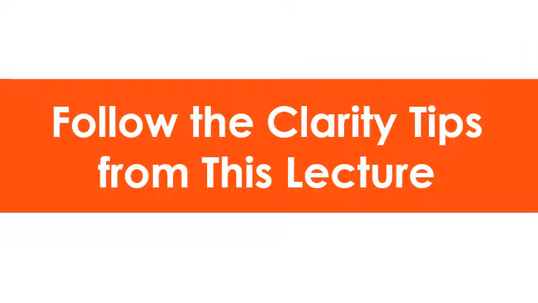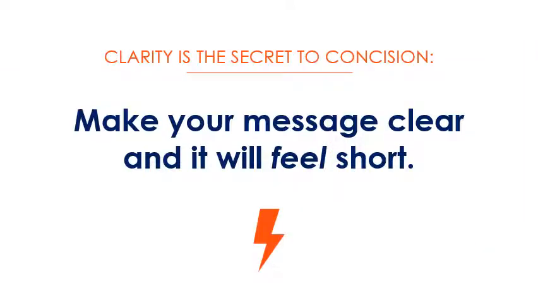Let's start with the familiar, following the clarity tips from this lecture. But why does this work? Why is clarity a secret to concision? Clarity is a secret to concision because clear writing is easy to read, and writing that is easy to read is easy to read quickly. If you write clearly, your messages will feel shorter as a result.